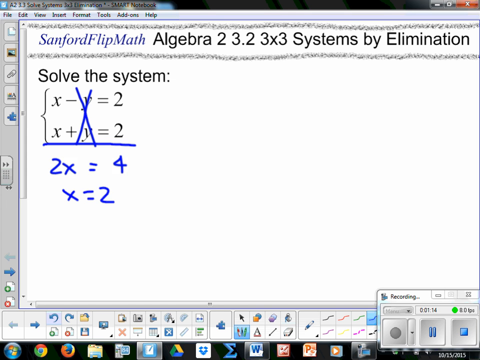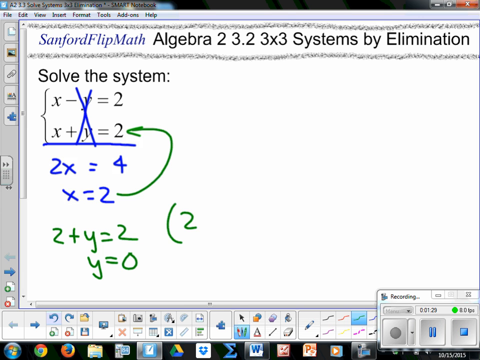To find what y is, we just substitute that back in. Which equation do you need? It doesn't matter, just pick one. This is a good one. So x is 2, so 2 plus y equals 2. Subtract 2 from both sides, y equals 0. Here's the solution, (2, 0). None of that was new. In fact, I did that exact same example to start elimination last time.